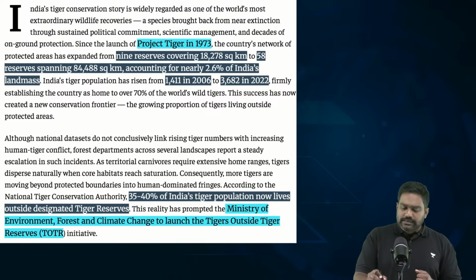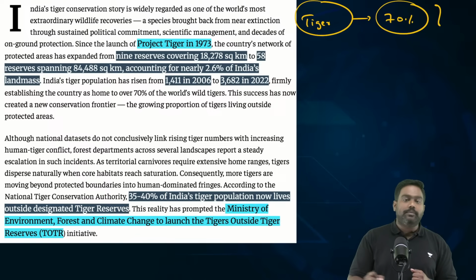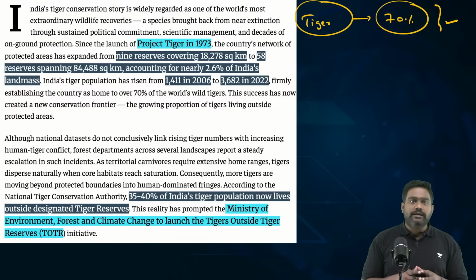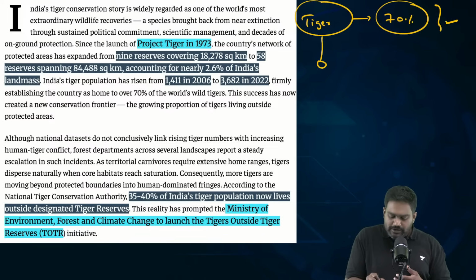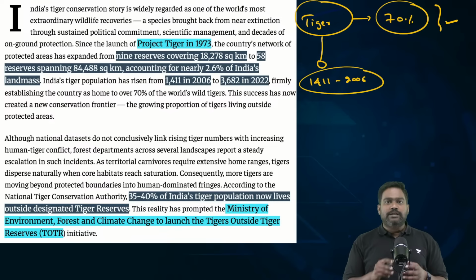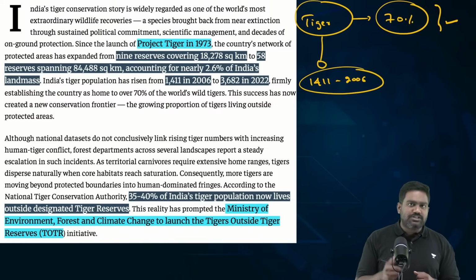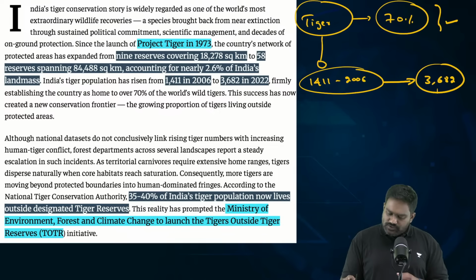Now, when you look at India's tiger population, today India is home to nearly 70% of the global tiger population. But just a couple of decades ago, the population of tigers in India was at an alarming level. We just had around 1,411 tigers in 2006. Many experts believed that tigers were on the verge of extinction in the country. But today, in a span of just 2 decades, the tiger population has jumped to 3,682 as of 2022.